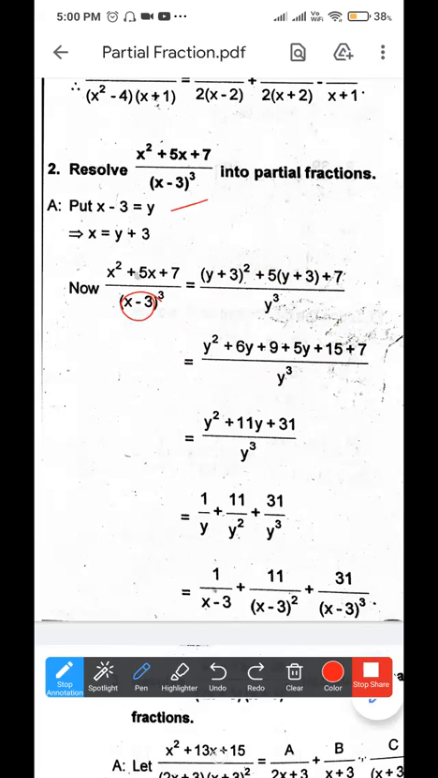Now we can easily simplify. x square by y cube, 11y by y cube, and so on. And instead of y, now you can substitute x minus 3. So with this, we have done this question.